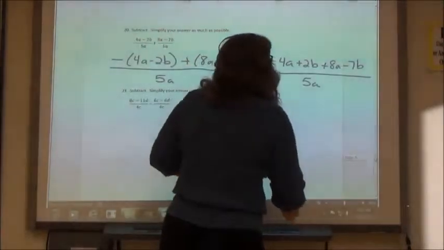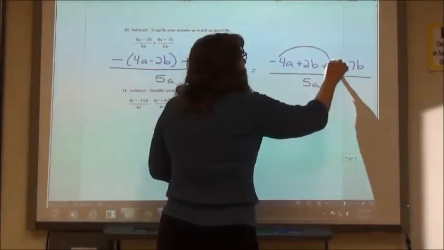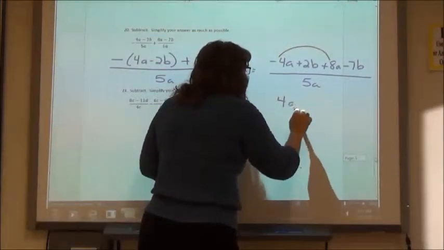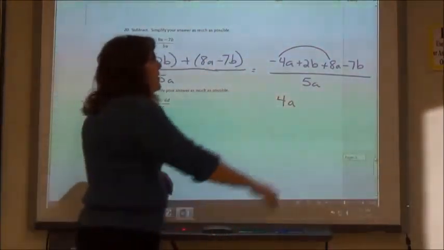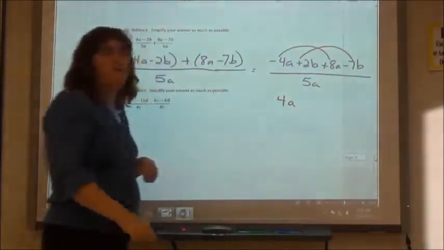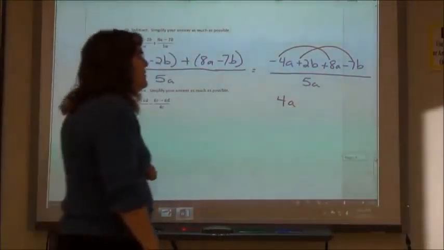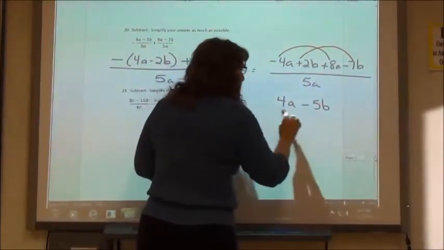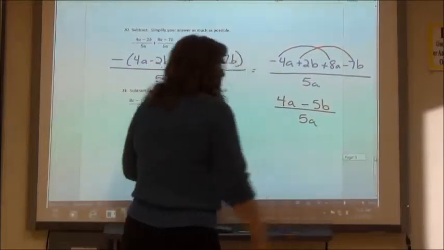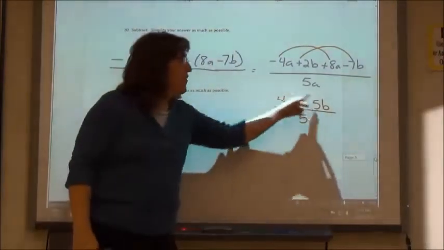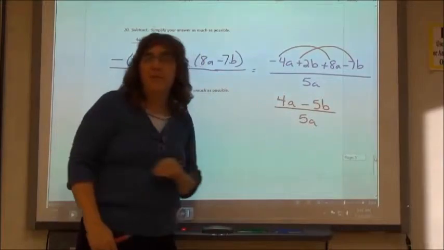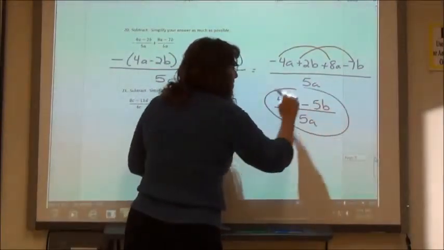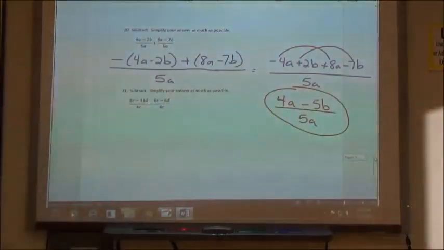I'm then going to combine my like terms. Negative 4 plus 8 is positive 4a, so 4a. Positive 2 minus 7 is negative 5b, right? Got to take the sign of the larger. Over 5a. Again, I can't simplify this because all three of them would have to be divisible by the same thing, so I'm done. 4a minus 5b over 5a is my answer.